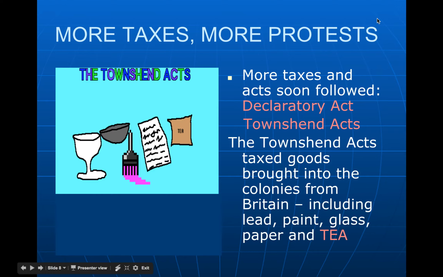Some of them were repealed, but once they were repealed, the English Parliament passed additional taxes. So with the repeal of the Stamp Act, you then have the passing of the Declaratory Act and the Townshend Acts. And the Townshend Acts, again, taxed items being imported into the colonies from England, and one of these major items was tea.